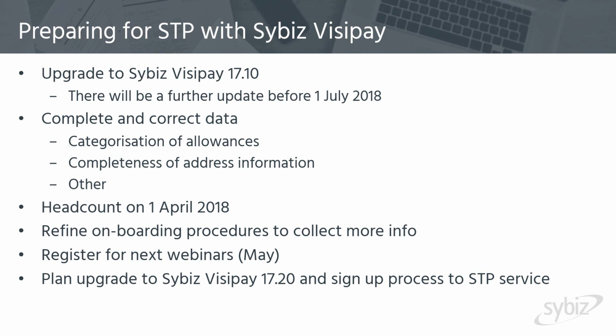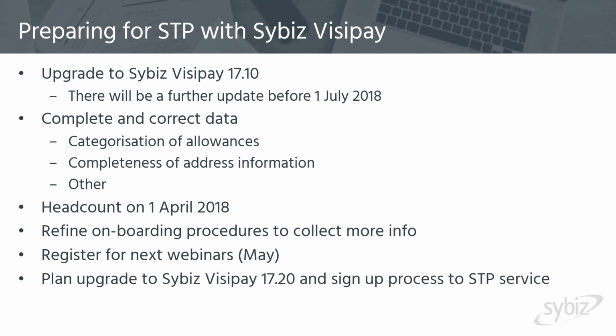So one of the big changes under STP compared to the payment summary annual report is the categorization of allowances. So when you upgrade to 17.10, we will set all of your allowances to be a category of other, and we'll talk a little bit more in the coming slides as to the other options for you there. As I said as well, you will need to get the address information complete for your employees, and there's a few other bits of housekeeping that you'll need to look at as well.